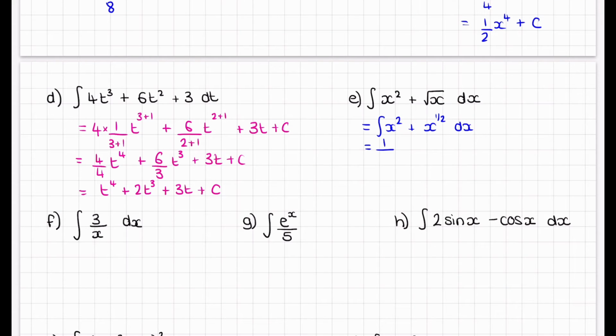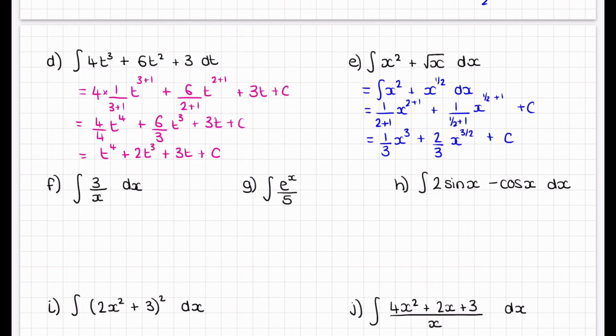x squared will become 1 over 2 plus 1, x to the power of 2 plus 1, plus 1 over a half plus 1, x to the power of a half plus 1, and then plus c. And then we can simplify this, and we'll have 1/3 x cubed plus 1 over 3 over 2, which will be 2 over 3, x to the power of 3 over 2 plus c.